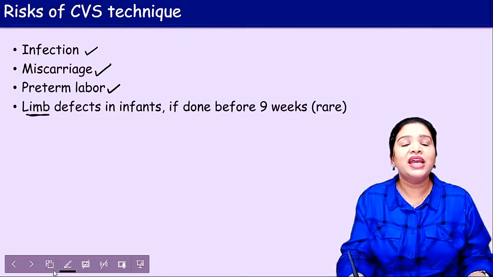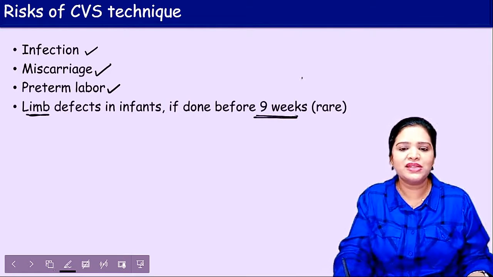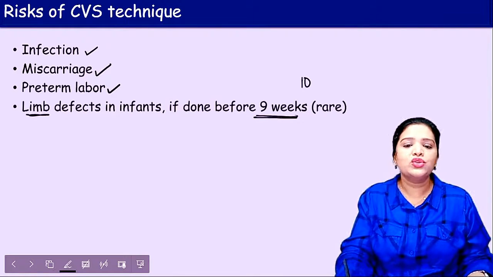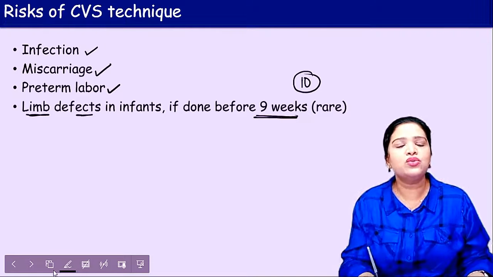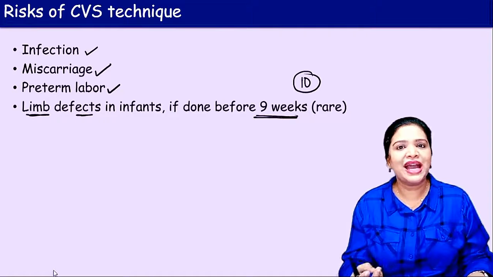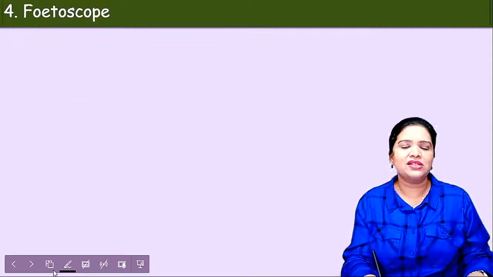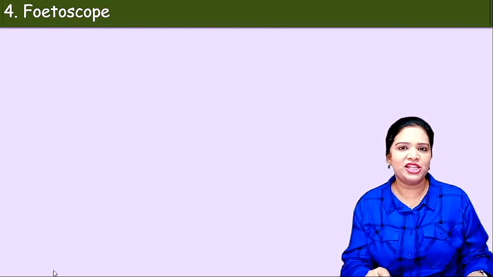Sometimes, what will happen if the chorionic villi sampling is done before 9 weeks? That's why we say it should be started at the 10th week. If it is done before 9 weeks, it may lead to limb defects, that means a defect in the formation of the hands and legs of the baby. Okay, so these are the risk factors associated with the chorionic villi sampling technique.